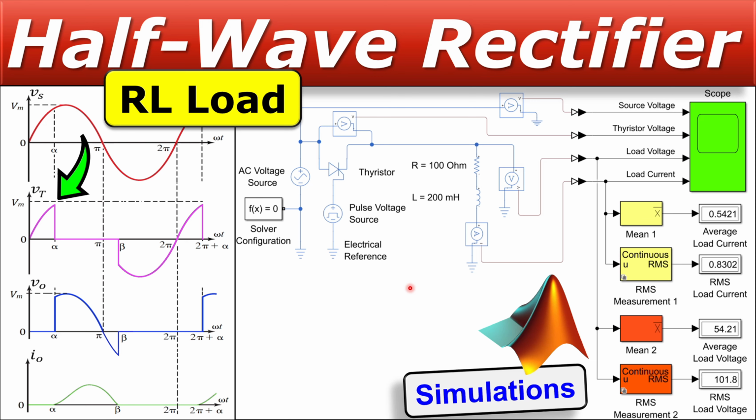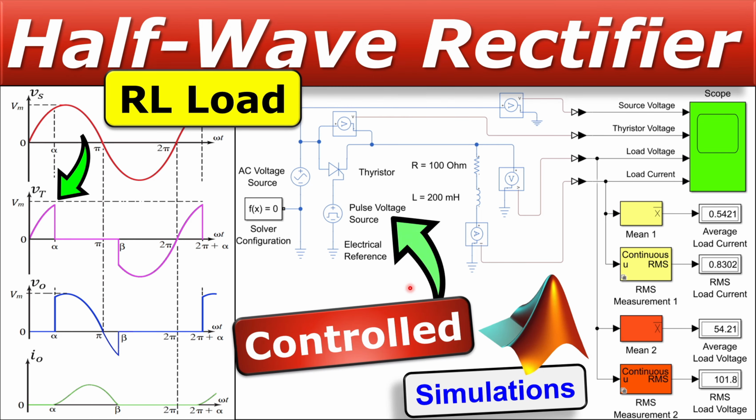In this example we'll discuss again a controlled version of the half-wave rectifier where we use the Thyristor to control our signal. This will be an RL load. In this case we have discussed in the previous example a resistive load, so we will extend now the operation of this half-wave rectifier. Of course we will see everything step by step in our calculations and verify these in MATLAB Simulink simulations.